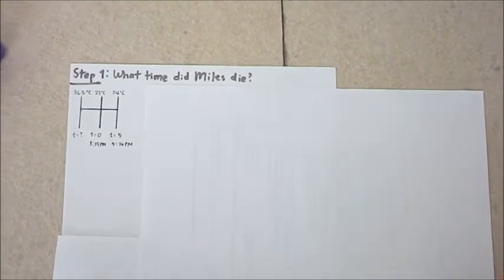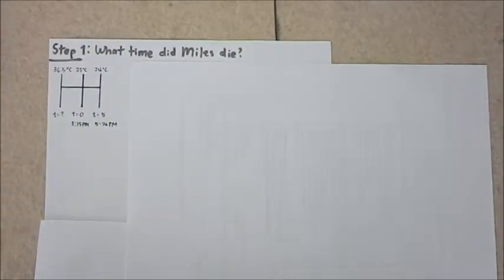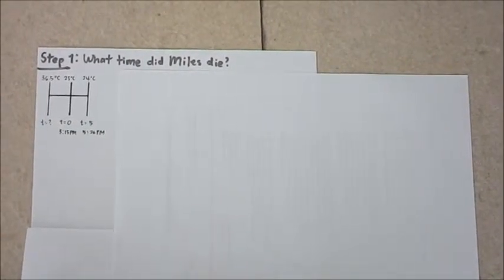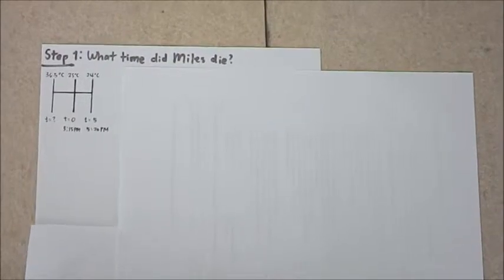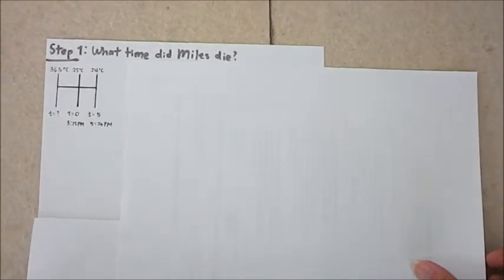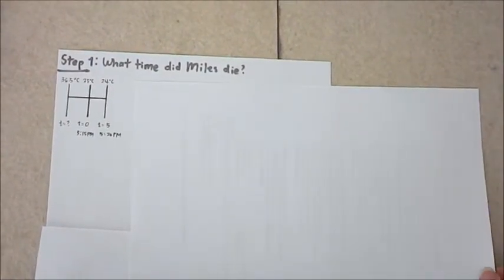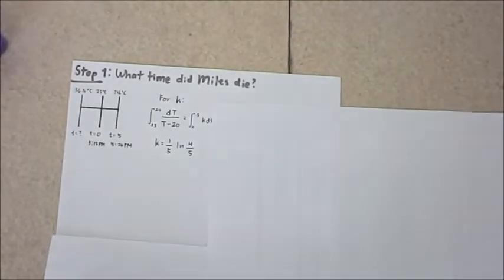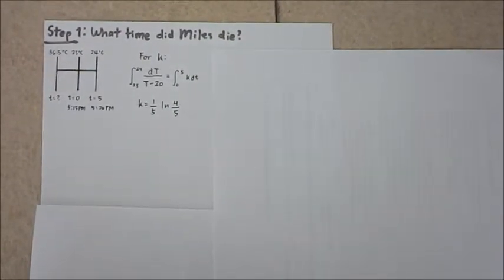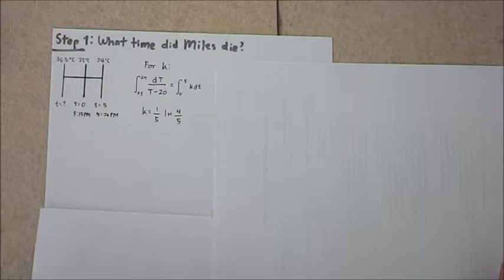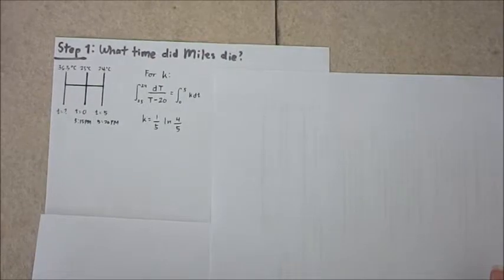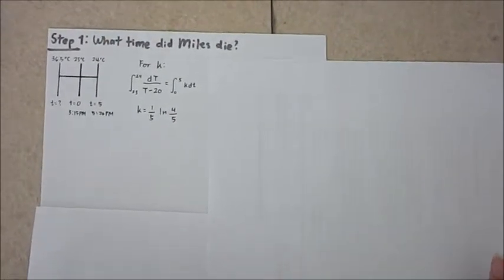According to the given, at 36.5 degrees Celsius, time is unknown. At time 0, 25 degrees Celsius, and at time 5, after 5 minutes, the body temperature was 24 degrees Celsius. This is a type of Newton's law of cooling. Therefore, the general equation would be like this. And first, we have to find k. We have to put the limits. When time is 0, the temperature is 25, and when time is 5, the temperature is 24, which would give us k equals 1/5 ln 4/5.